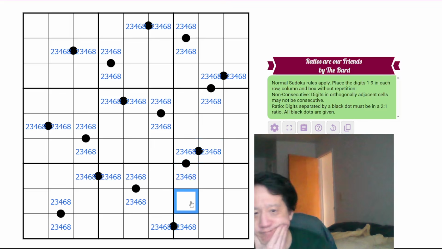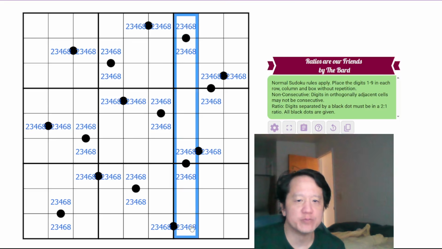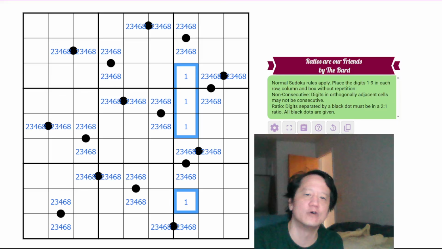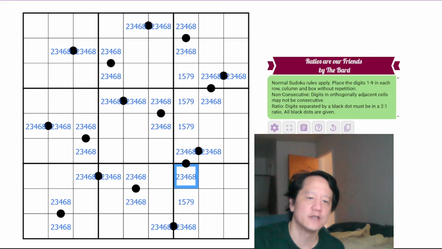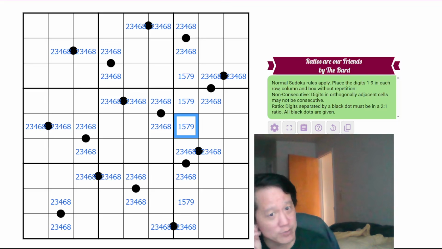Interesting. Okay, we have a set of 5 digits. That's what I was hoping for. We have 5 cells which require the digits 2, 3, 4, 6, and 8. That means the remaining digits in that column are 1, 5, 7, and 9. Okay. Does that help us any? I'm not really sure if it does.